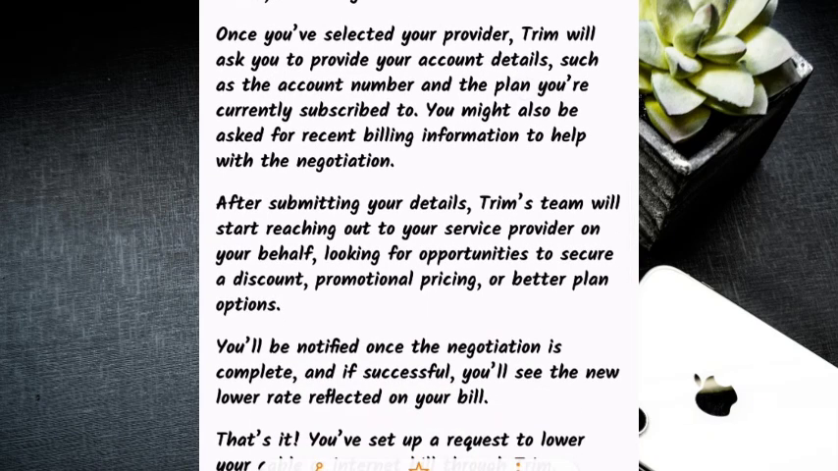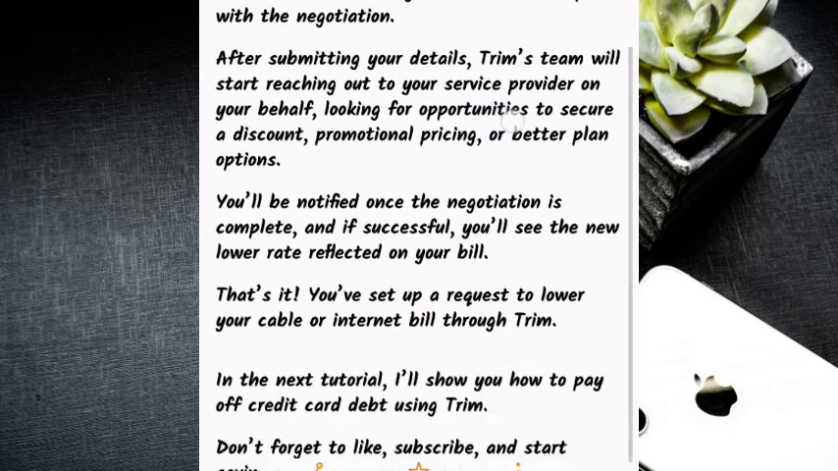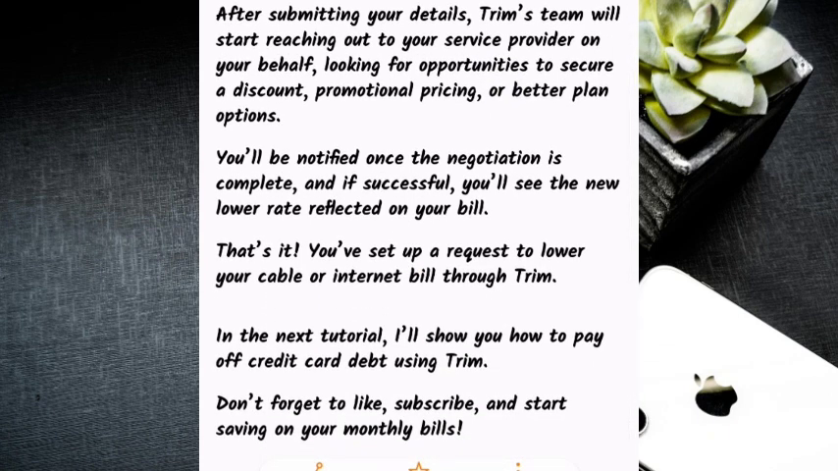After submitting your details, Trim's team will start reaching out to your service providers on your behalf, looking for opportunities to secure a discount or promotional pricing or just better plan options. You're going to be notified once the negotiation is complete, and if it's successful, you're going to see the new lower rate reflected on your bill. And that's it. You've set up a request to lower your cable or internet bills through Trim.